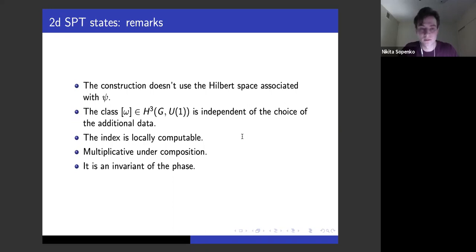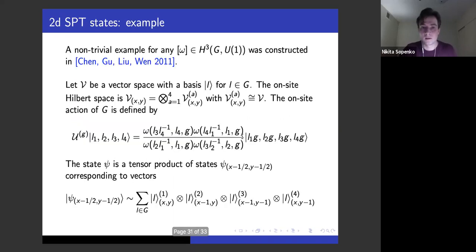So this part was not done yet, but perhaps it can be done similar to this one-dimensional case. And let me give an example of such a state, which is already constructed in this original physics paper, where this classification was proposed.